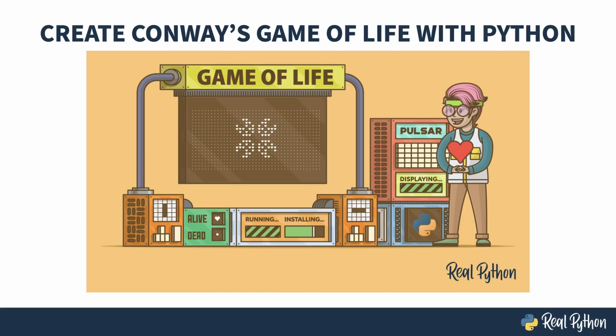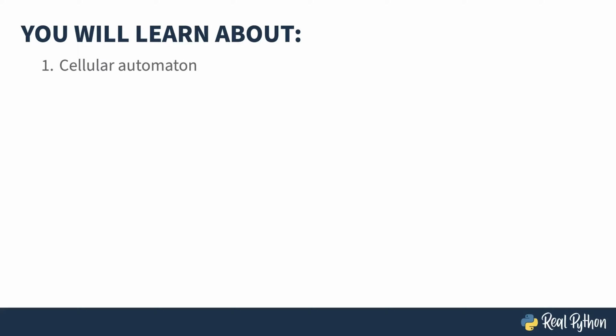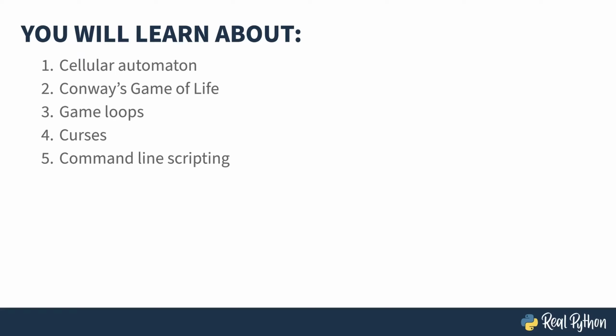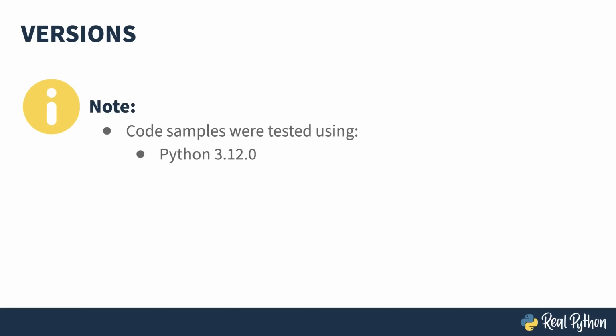In this course, you will learn about cellular automaton, Conway's Game of Life, game loops, curses, and command line scripting. The code in this course was tested using Python 3.12. There's nothing here particularly modern, though pretty much any Python 3 should work.